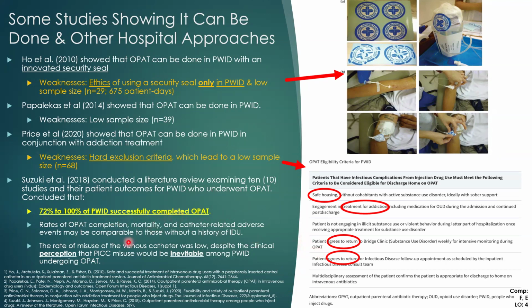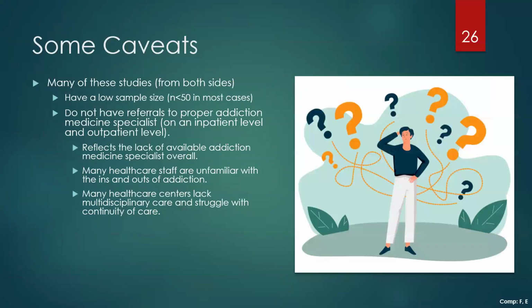And despite the perception that PICC line misuse would be inevitable among people who inject drugs, it didn't happen as often as people perceive it to be. Many studies from these sides have shown a low sample size, and it's mostly suspected due to many do not have referrals to proper addiction medicine specialists on an inpatient outpatient level. It reflects the lack of available addiction medicine specialists overall, and many healthcare staff are unfamiliar with the ins and outs of addiction medicine. Many healthcare centers lack multidisciplinary care and structure and struggle with good continuity of care.